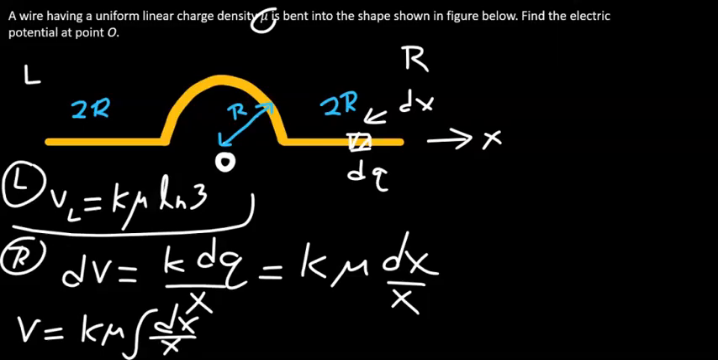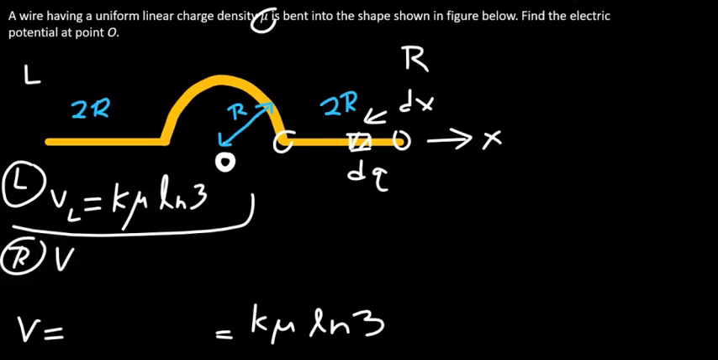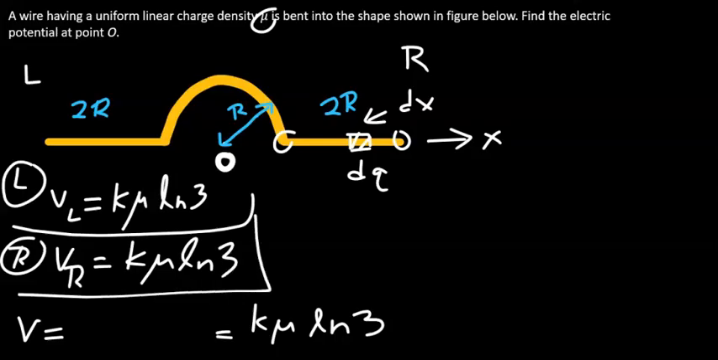As you move the element from here to here, the limits of integration will become r for the lower limit and 3r for the upper limit. And that is just k mu natural log of 3. So we have obtained the second contribution, k mu natural log of 3.